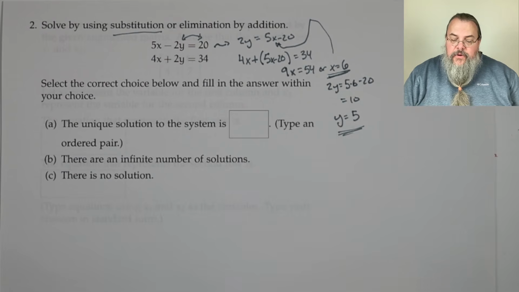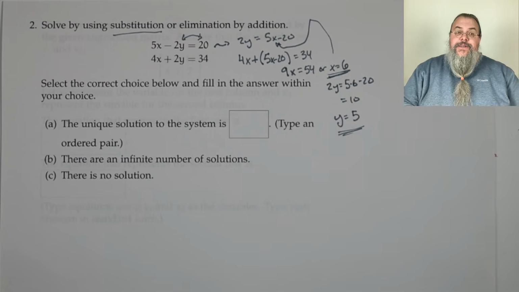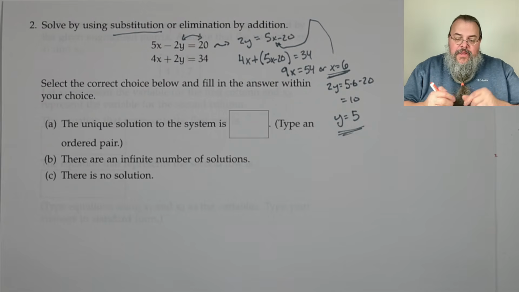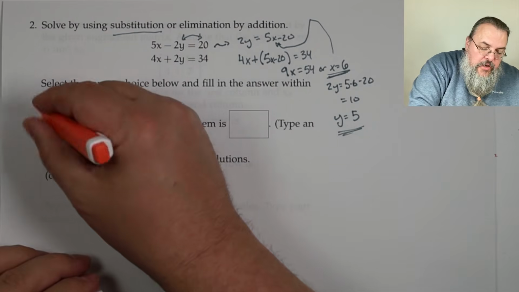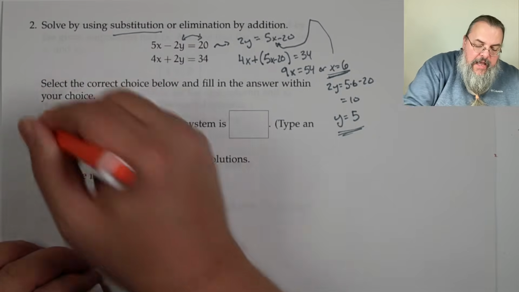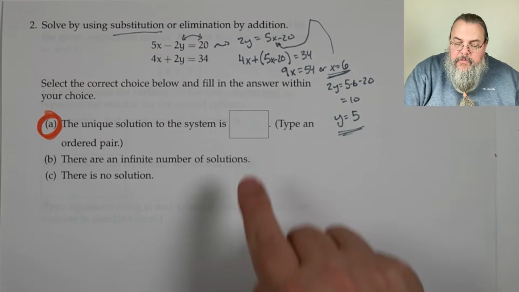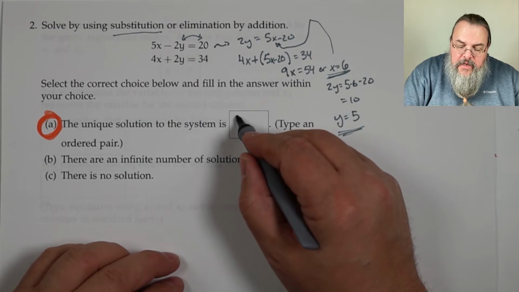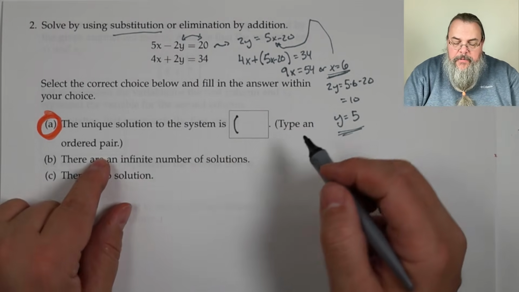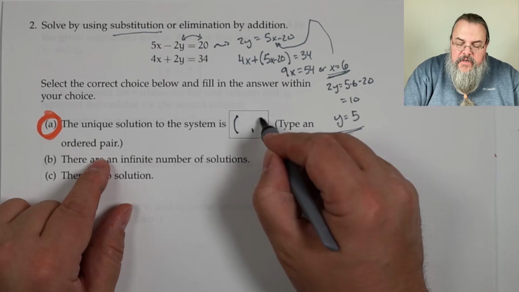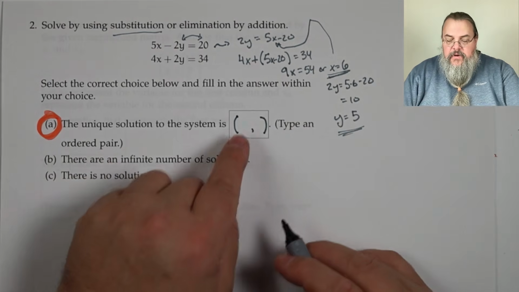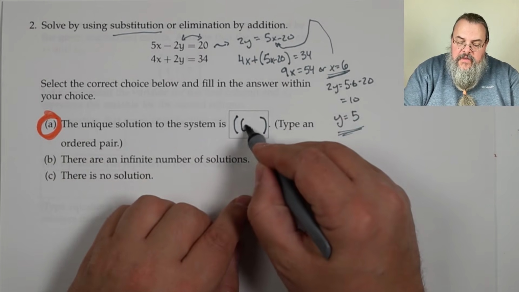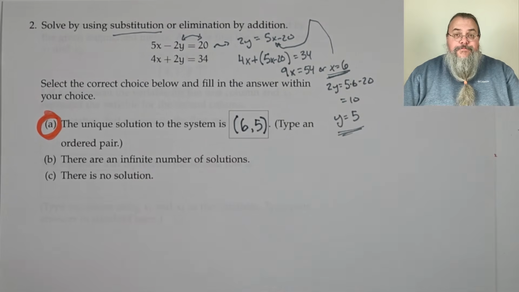Now, it turns out we found one solution. And basically, there's 3 categories: 0, 1, or infinitely many. So we're in the 1, the unique solution. So our answer is A. And notice there's a box. We got to fill this in. And so we're going to put in an ordered pair. So when it says type an ordered pair, parenthesis, comma, parenthesis. And we go x, comma, y. So 6, comma, 5. And that's the answer.